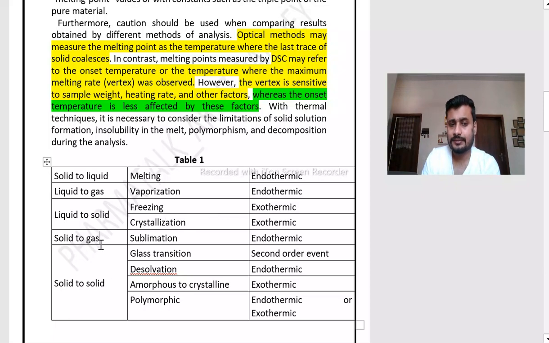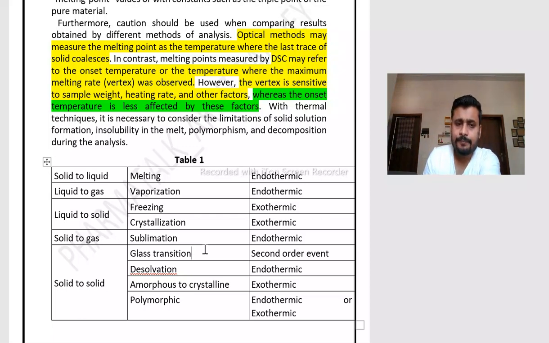Solid to gas: as I discussed earlier, if camphor is heated, it changes directly from solid to gas. This type of transition is known as sublimation, and it is an endothermic reaction. Glass transition is a second order event. The glass transition temperature is a second order event. It generally happens in an amorphous solid. Desolvation is also an endothermic reaction.